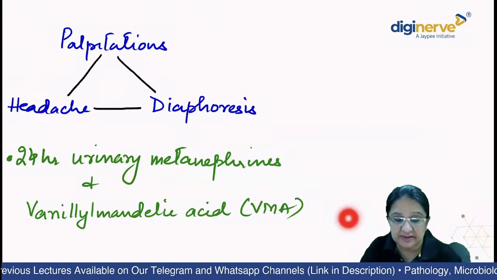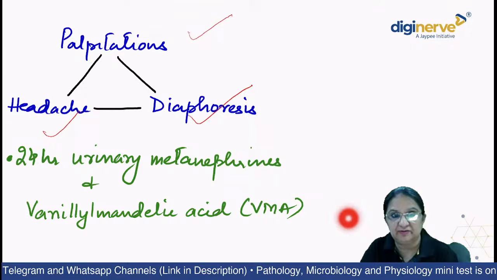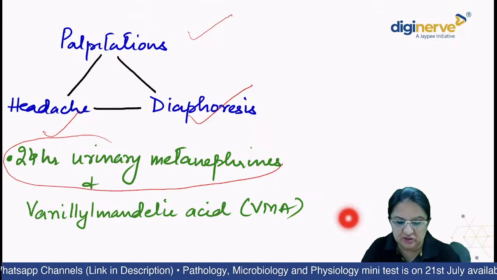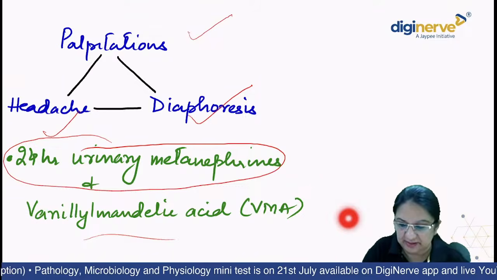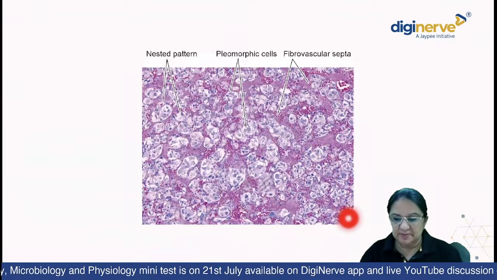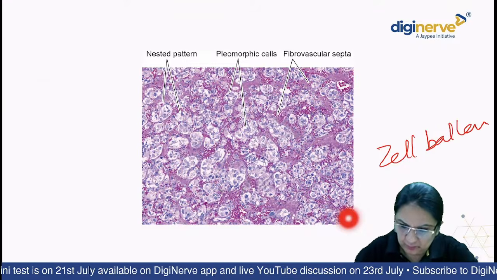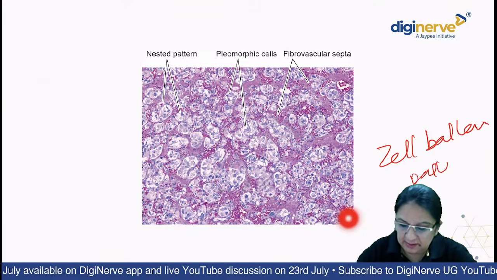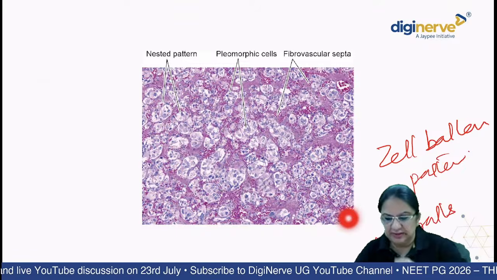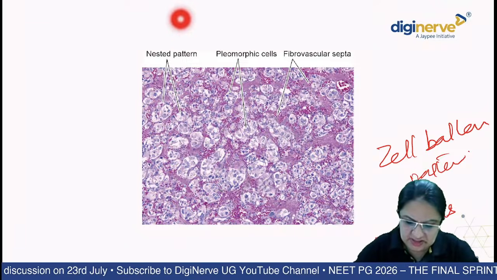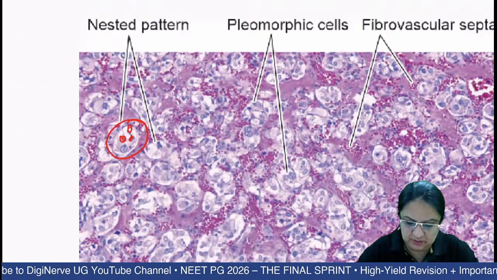So, pheochromocytomas, the characteristic triad: palpitation, headache, excess sweating, diaphoresis. Measure 24 hours urinary metanephrines or VMA, that is vanillylmandelic acid, for diagnosis. What is the pattern that you see? Zellballen pattern. What is Zellballen pattern? Nested pattern. Basically, it's a German name for cell balls. This is the nested pattern that you can see. Cell balls.